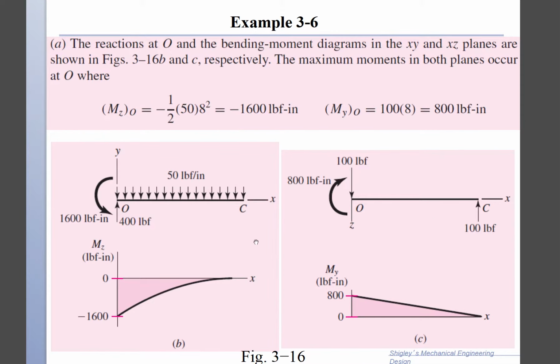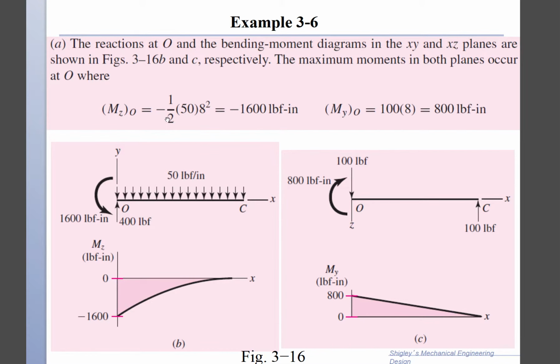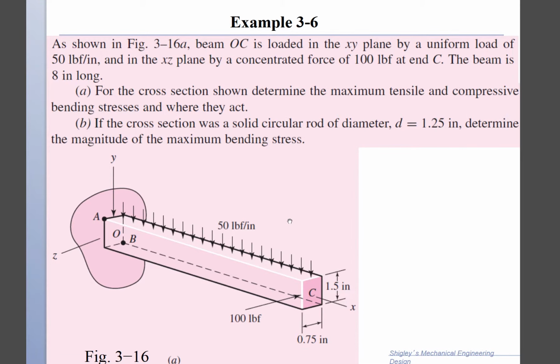So we first find Mz about the origin. It's a distributed load, going down like this. So we add up all of this 50 pound-force per inch multiplied by the total length of the beam and concentrate it in the center as if it's a concentrated load, and then take a moment about the z-axis, and that's a negative moment. So minus 1600.